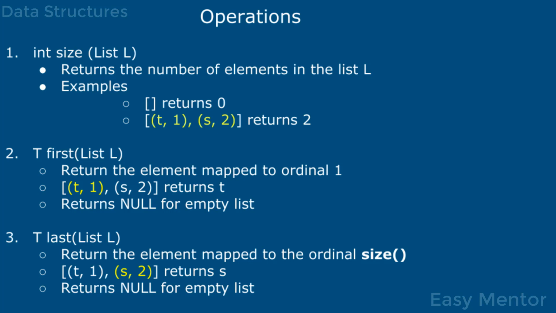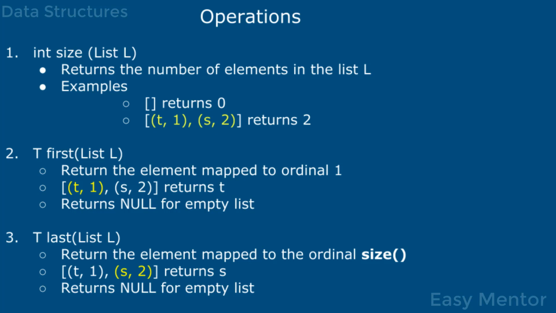The second operation is first. Now this operation first is made possible because the elements are ordered. So if there are elements in the collection, you can say which one is the first element. And it is nothing but that element which is mapped to the ordinal 1. That's what is returned by first. So if there are two elements T and S mapped to 1 and 2 respectively, T is returned as an output of the call.